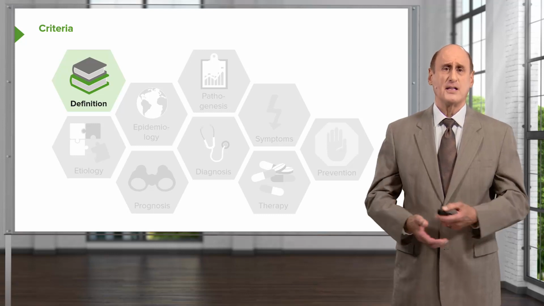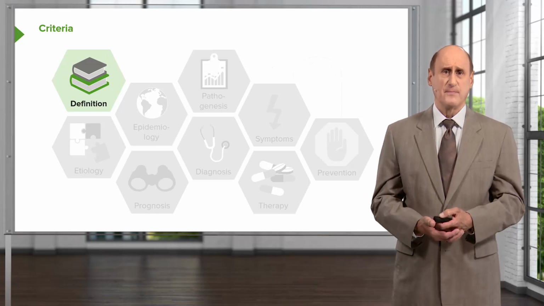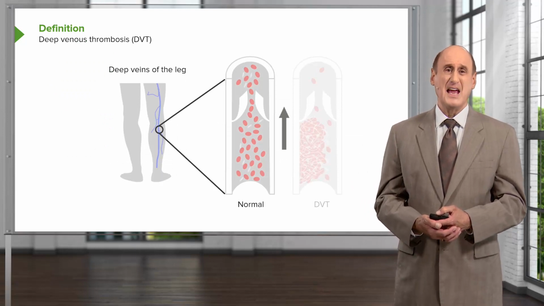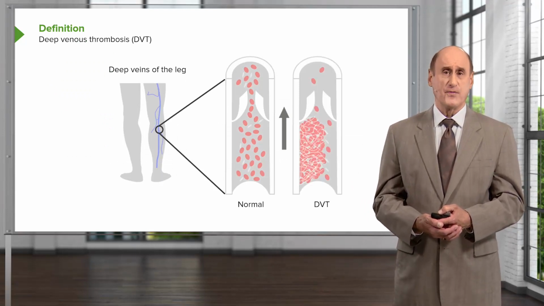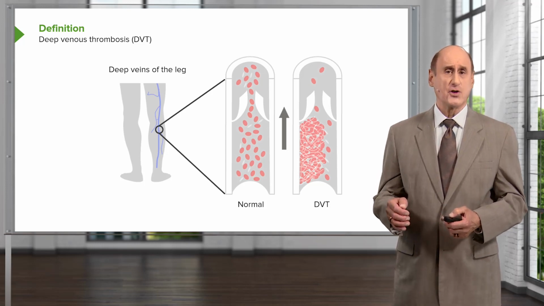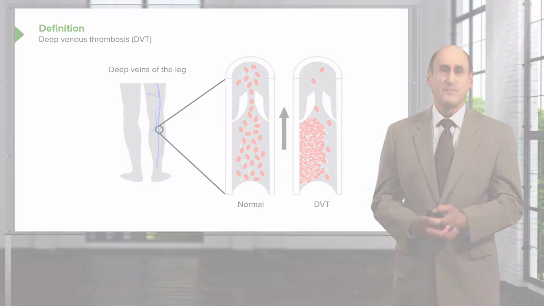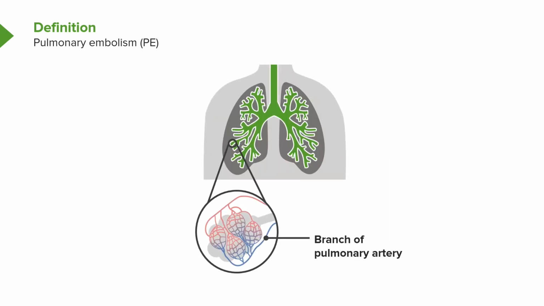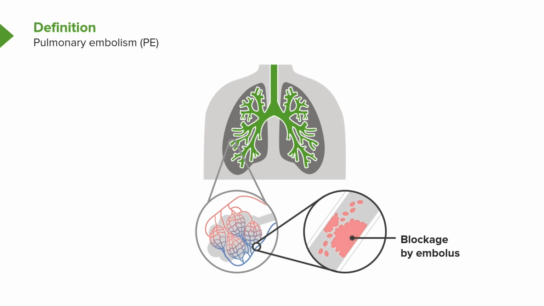First of all, let's review some of the definition. Deep venous thrombosis is a thrombus, a blood clot, within a deep vein, not a superficial vein that you can see on the surface, but a deep vein. It's associated with breaking off of the clot and embolizing of the clot into the lung, and blockage of the main artery of the lung or one of its branches by an embolus may cause severe symptoms, may cause decrease in blood pressure, and can even be fatal.